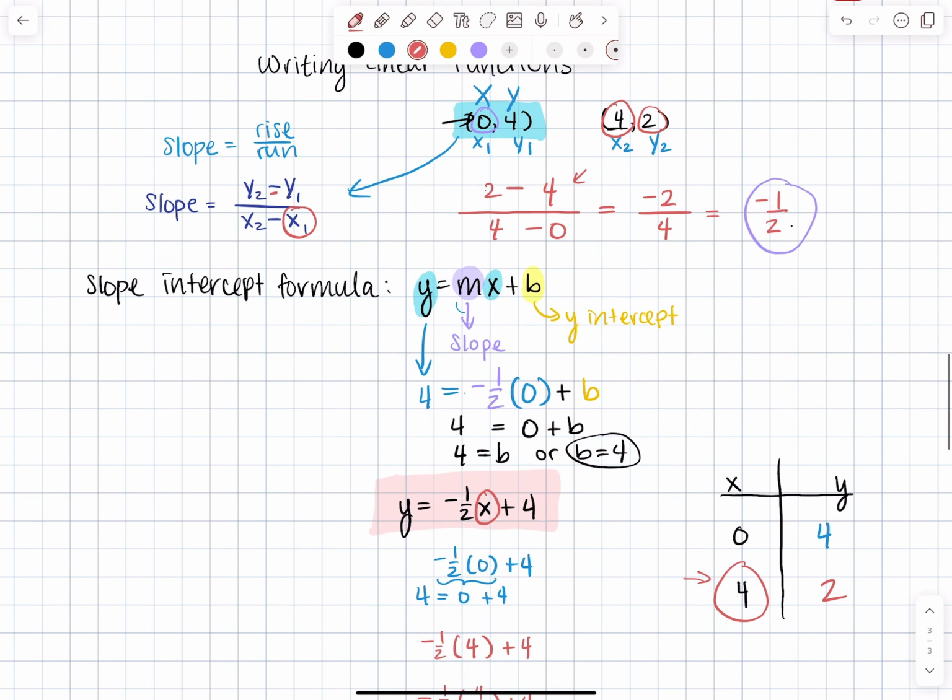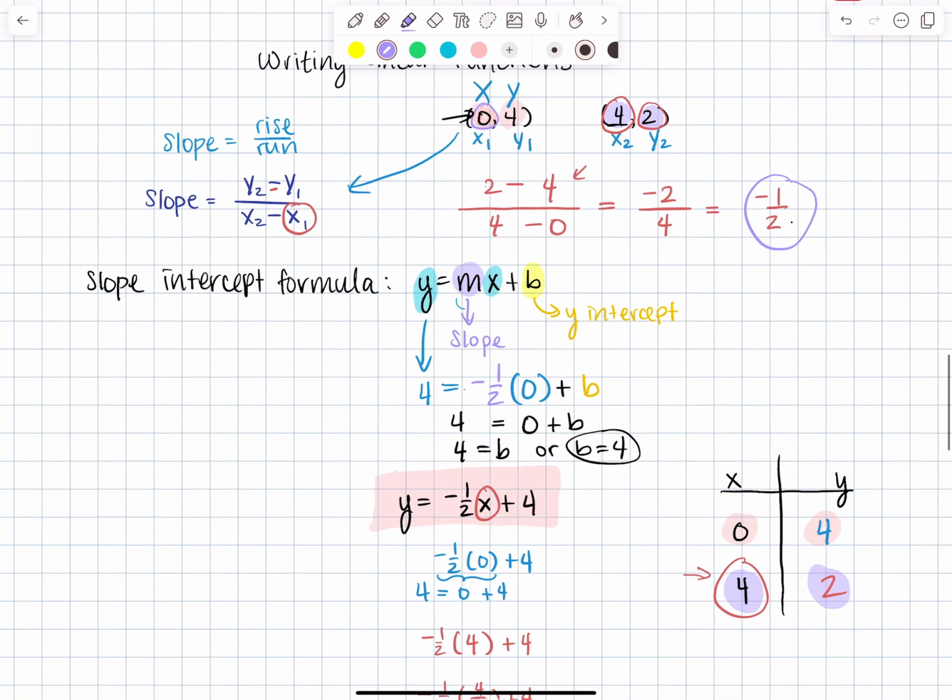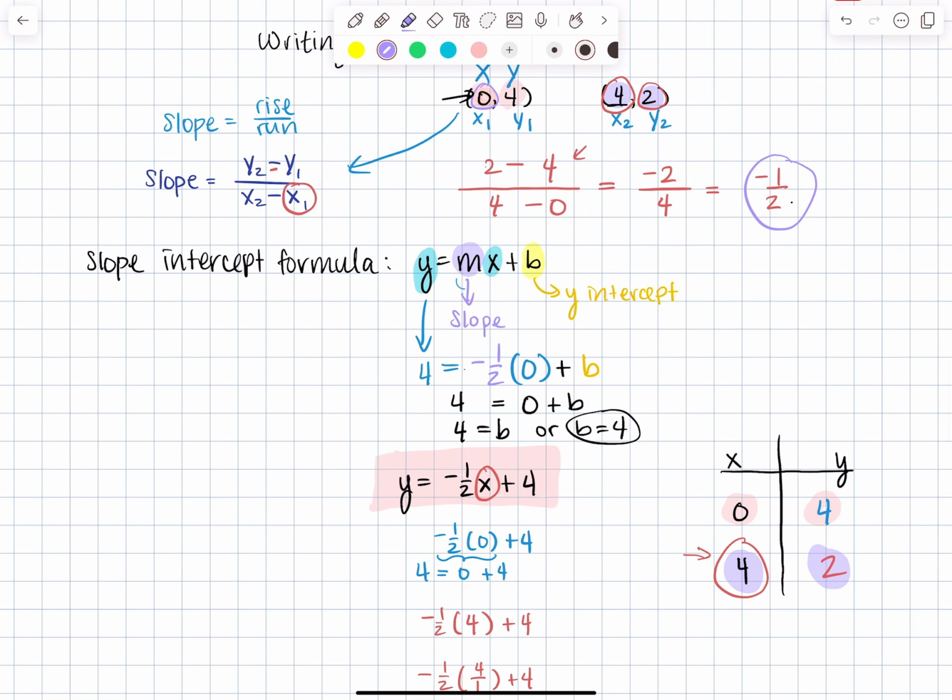So come back up here, we see that when the x value is 0, like over here, the y value is 4. Similarly, when we have an x value of 4, like over here, the y value is 2. And that's how we know that this is the correct answer. Let's look at one more example.